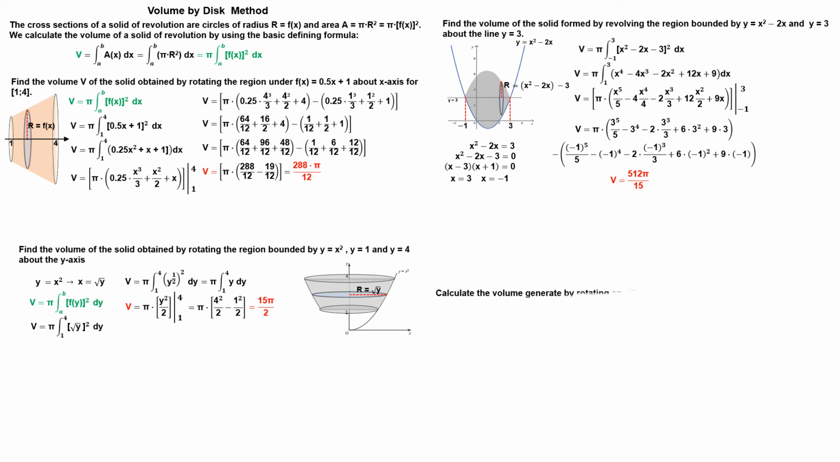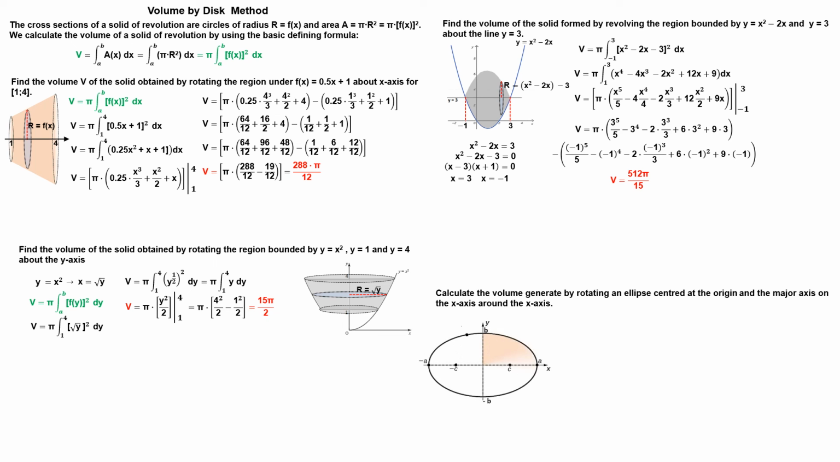Calculate the volume generated by rotating an ellipse centered at the origin, with the major axis on the x-axis, around the x-axis. By rotating the ellipse around the x-axis, we generate a solid of revolution called an ellipsoid, whose volume can be calculated using the disk method.